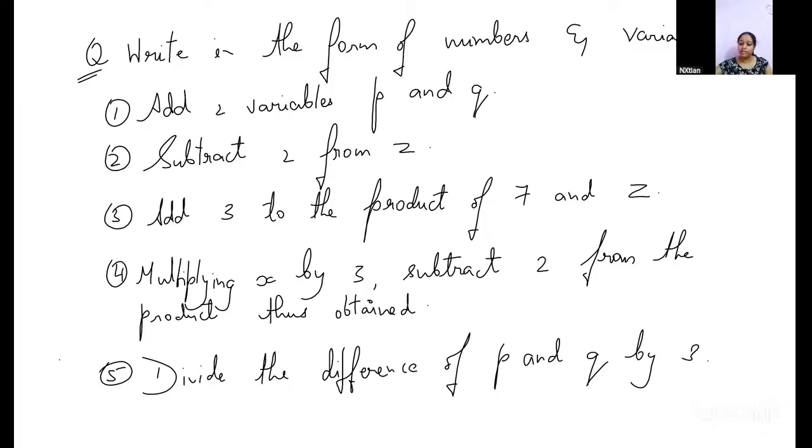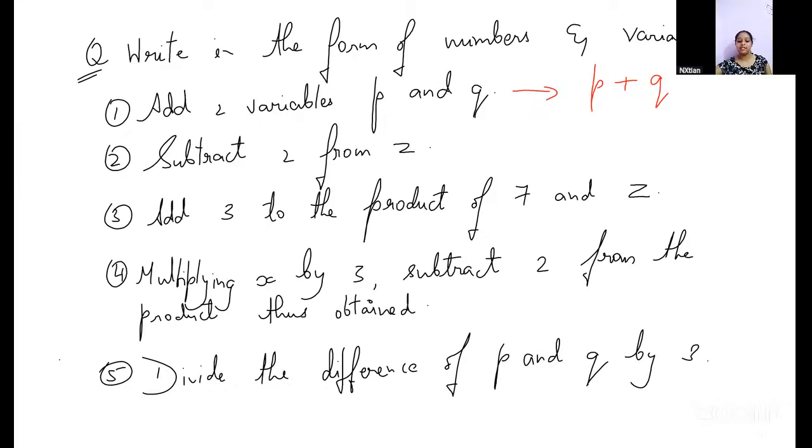Add two variables P and Q. You just have to express it in the form of number and variable. P and Q are two variables that we have to add. So the expression becomes P plus Q. You don't have to solve this further because these are only expressions. These are not equations. We're just telling how we're going to write the expression. Okay, ma'am. I'm done, ma'am.